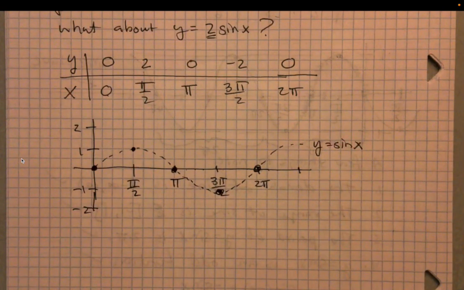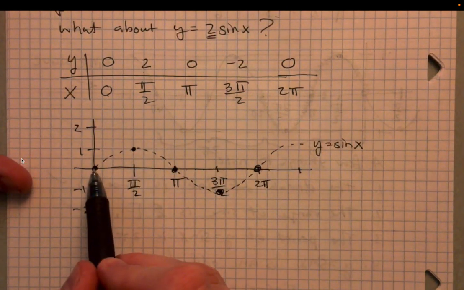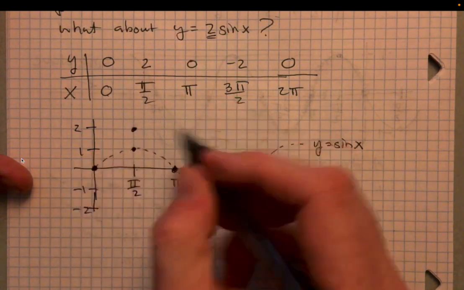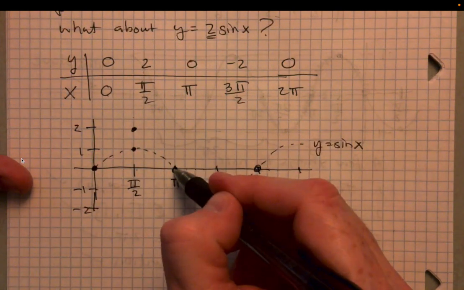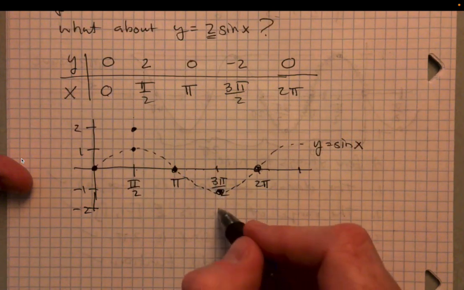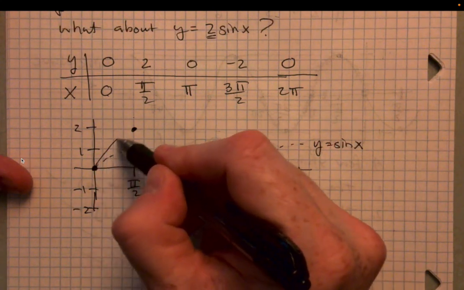Now what happens with y equals 2 times sine of x? Well, we've got the numbers here, so it starts at 0 again, and at pi over 2 it jumps up to 2, so it's up here, and then it's back to 0, and then at 3 pi over 2 it's down here at negative 2, and then back to 0. So it looks like this.